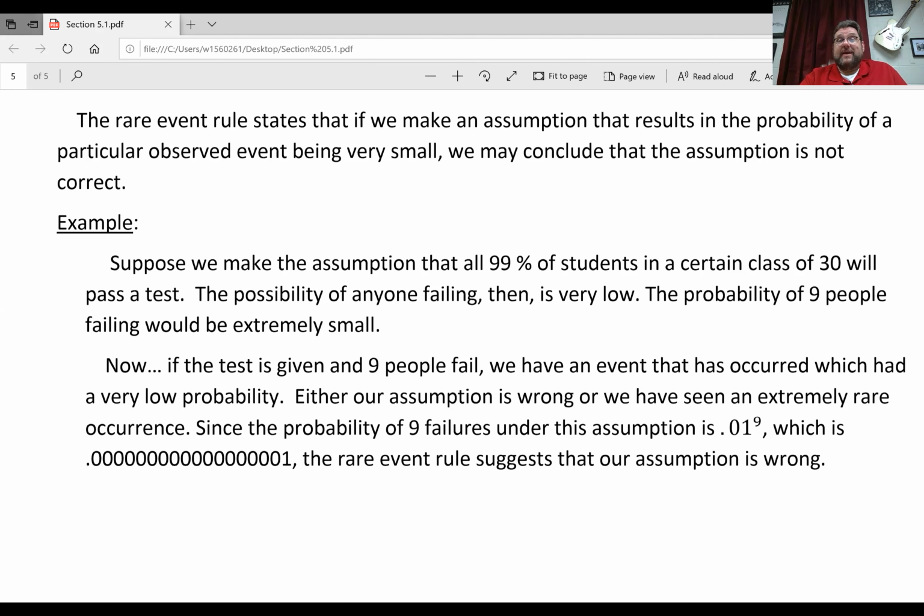So if there were a class where we had made this assumption that 99% would pass and 9 people failed, then probably our assumption was wrong, that 99% of people would pass. That's what the rare event rule is. That if there is something by our original proposition that should be very, very, very unlikely and almost never happen, and then it actually does happen in real life, we need to go back and look at our original assumptions. All right. So that's the rare event rule.